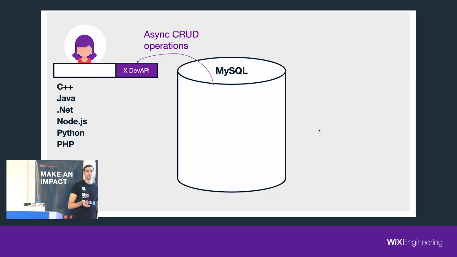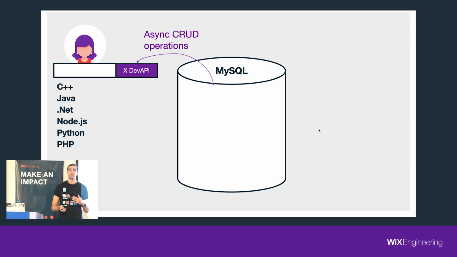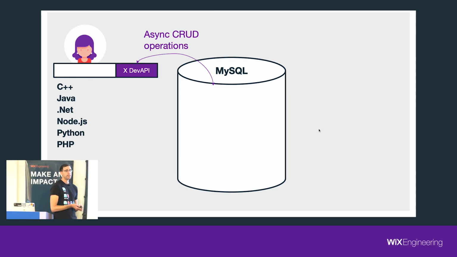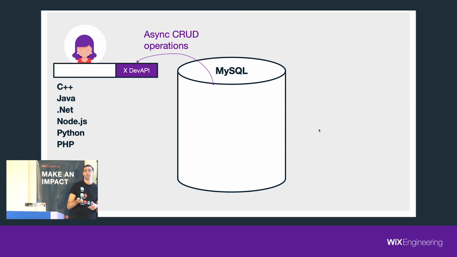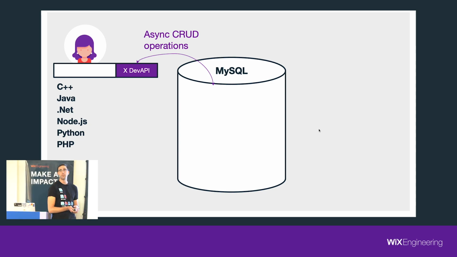Now, the new drivers that support the X DevAPI, unlike the previous drivers, the MySQL connectors that are synchronous, are asynchronous, and they support CRUD operations. They utilize this by using callbacks and promises, and they come in multiple native languages, such as listed here. Here at Wix, we mostly use Java and Node.js, so it's really convenient for us.